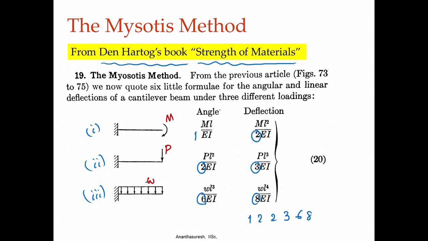So what is the end angle and end deflection? All of them you can see the form ML by EI, and there is 1, ML square by 2 EI, PL square by 2 EI, PL cube by 3 EI, WL cube by 6 EI, WL to the 4 by 8 EI. So these numbers, their form is easy to remember by just looking at the dimension of the quantity. This has no dimension, it is an angle. Deflection should have length units or length dimension, right. So if you remember 1, 2, 2, 3, 6, 8, then you can solve any beam problem for any boundary condition. So that is the Maisotis method.